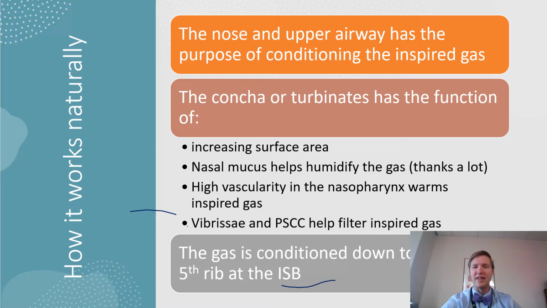And so when that gas is conditioned, hopefully it reads 100% humidity and body temperature, pressure, saturated, at the isothermic saturation boundary, whether it's 1 centimeter below the carina, 5 centimeters below the carina, right? It's all depending on which resource you're going by here. But by the time it reaches a certain point in our lungs, that's the ISB, that gas should be conditioned for your lungs.